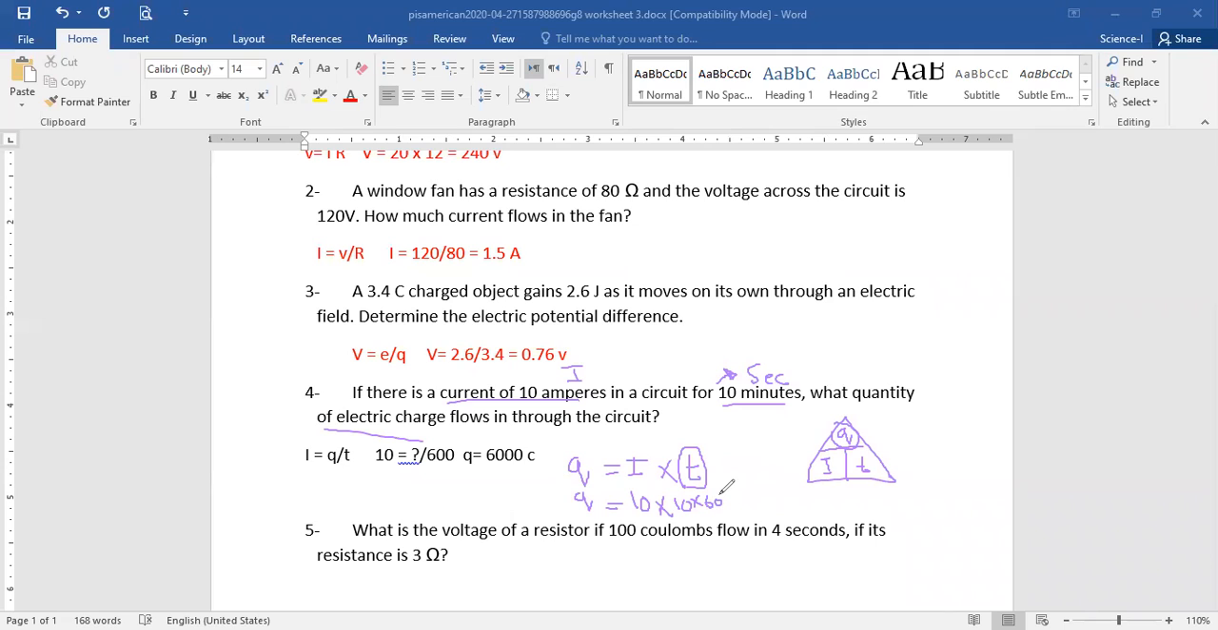Is it clear for everyone, guys? So 10 multiply 600 will equal 6,000. And the measuring unit of quantity of charge is coulomb. So 6,000 coulomb. You get the idea, guys?